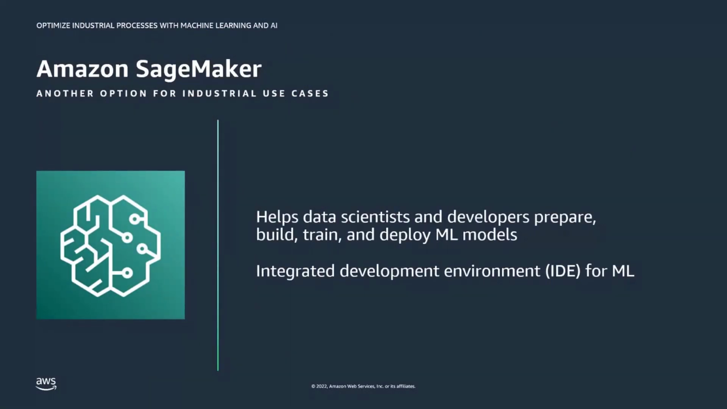And what we've covered so far today are some of our AI services that allow you to implement machine learning easily with no machine learning experience required. But I also wanted to briefly touch on Amazon SageMaker, which is another option for many of these use cases if you want something that is a bit more customizable for data scientists and developers that you may have on staff. Amazon SageMaker is a general purpose machine learning service that you can use to build, train, and deploy machine learning models for virtually any use case, and it provides an integrated development environment, or IDE, for machine learning.